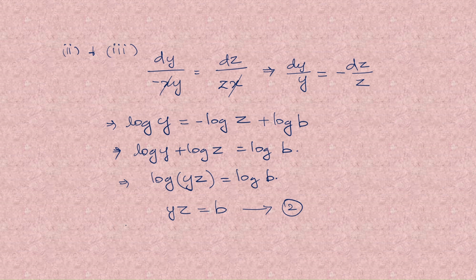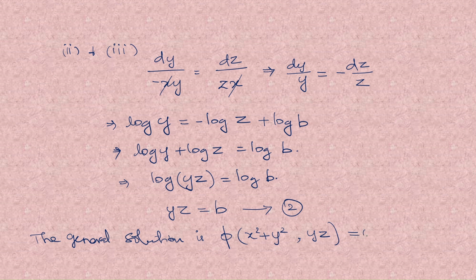Now 1 and 2 are both independent of each other, and so we can conclude that the general solution to this Lagrange partial differential equation is phi of a comma b. a is nothing but x square plus y square, and b is nothing but yz, which is equal to 0.